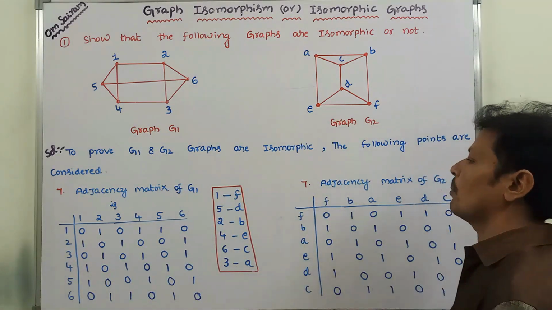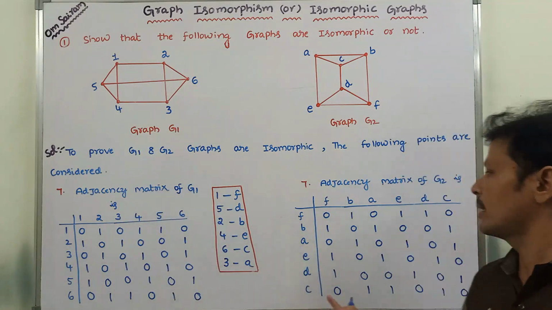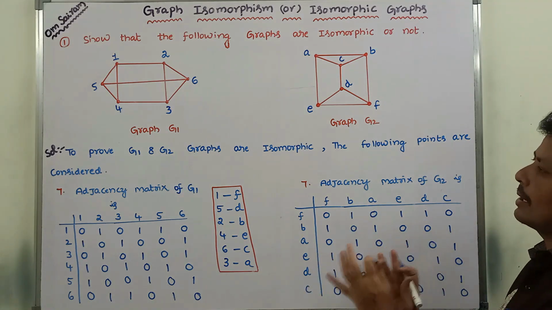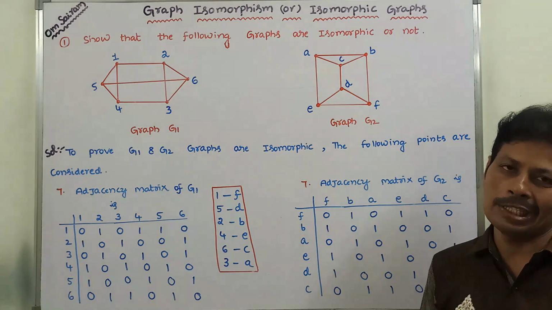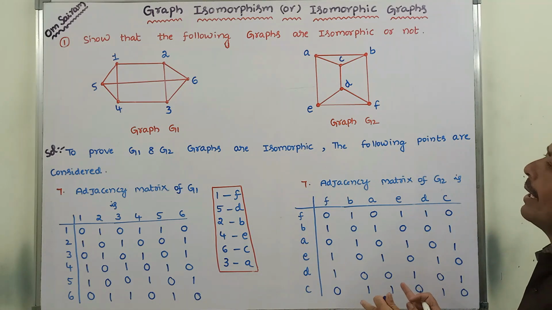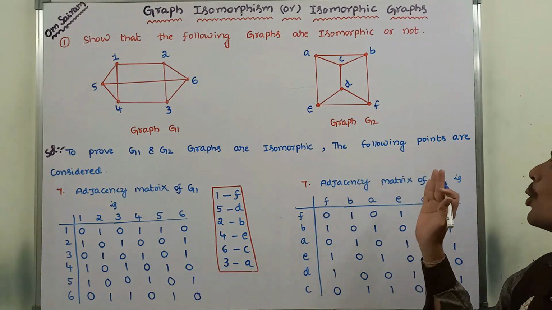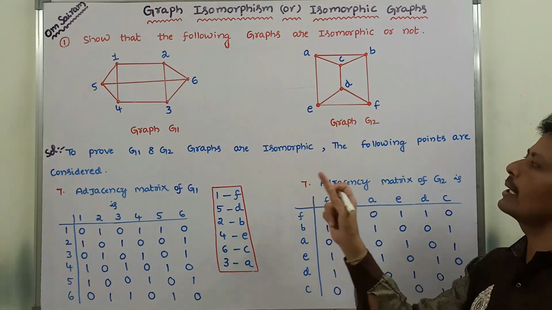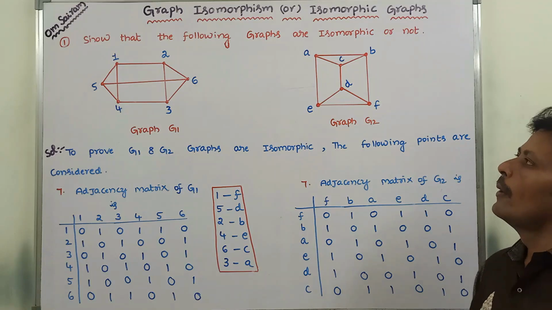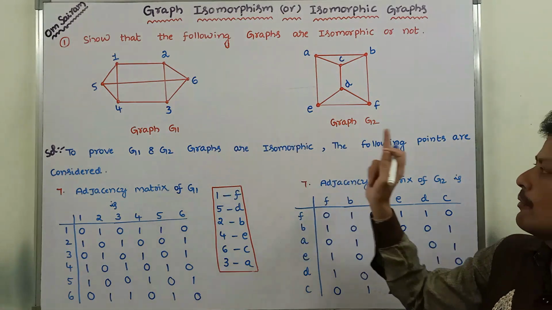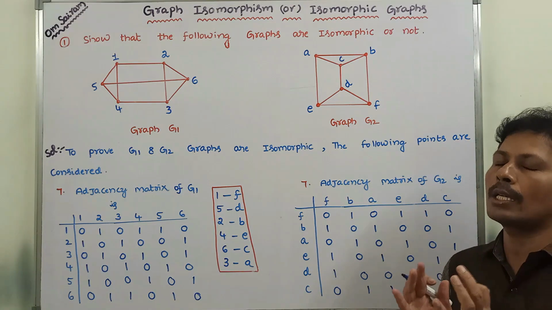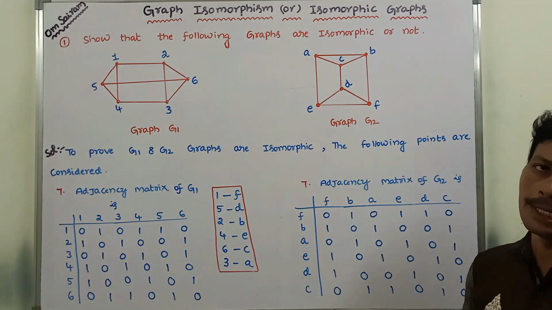So by comparing, the adjacency matrix of G1 is similar to the adjacency matrix of G2. Okay, so the 7 points of G1 are similar to the 7 points in G2. Hence, we can say that graph G1 is isomorphic to graph G2. So that means there is an isomorphism between graph G1 and G2. Hence, graph G1 and graph G2 are isomorphic graphs.